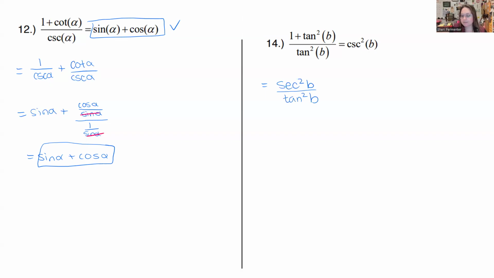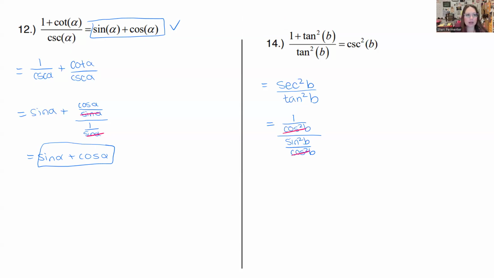tangent squared b. Okay, well, I think that it will be best for me to change everything into terms of sine and cosine. If I'm stuck, that's pretty much my go-to. So secant is what? 1 over cosine squared. What's tangent? Sine squared over cosine squared. What happens when the denominators match?